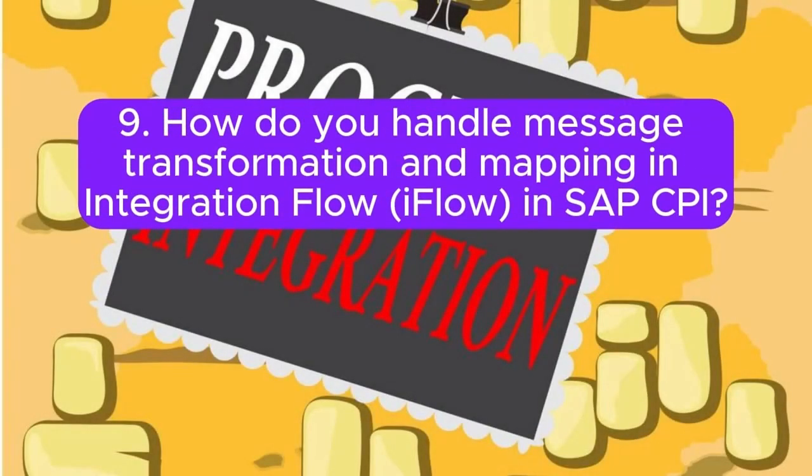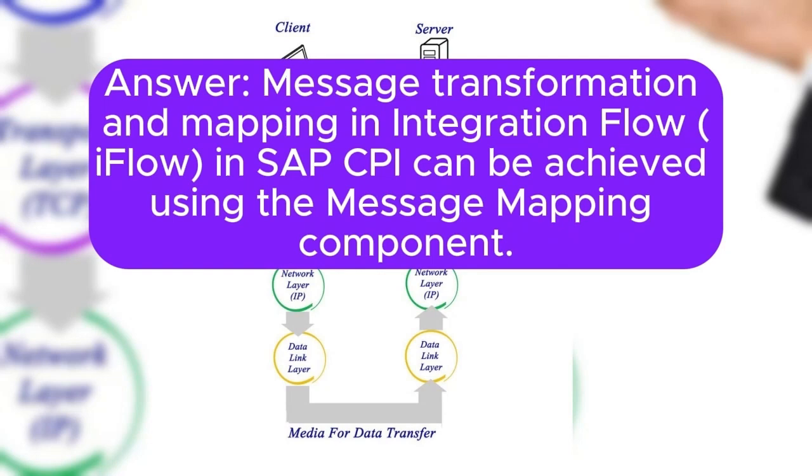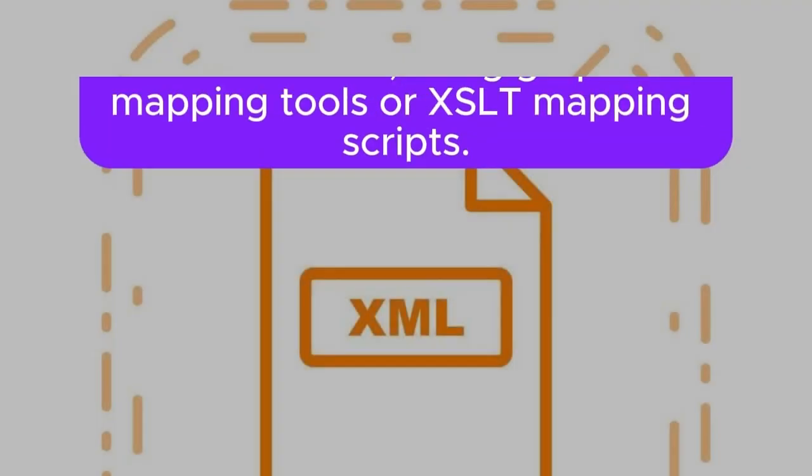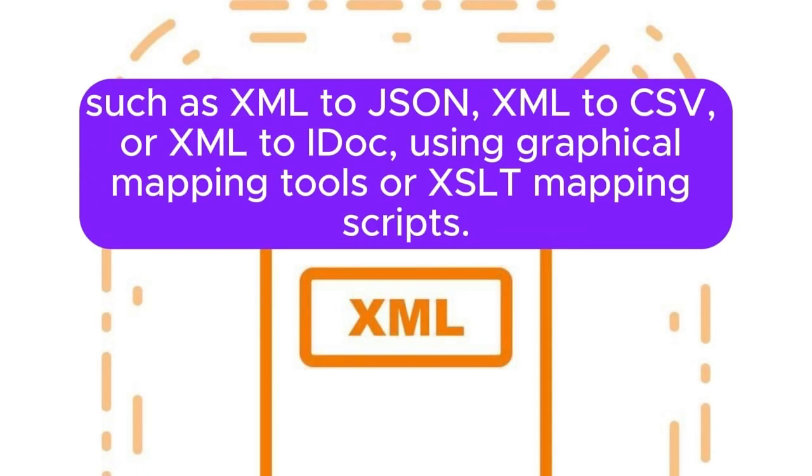9. How do you handle message transformation and mapping in integration flow iFlow in SAP CPI? Answer. Message transformation and mapping in integration flow iFlow in SAP CPI can be achieved using the message mapping component. The message mapping component allows you to define the transformation logic for mapping data between different formats or structures, such as XML to JSON, XML to CSV, or XML to IDOC, using graphical mapping tools or XSLT mapping scripts.